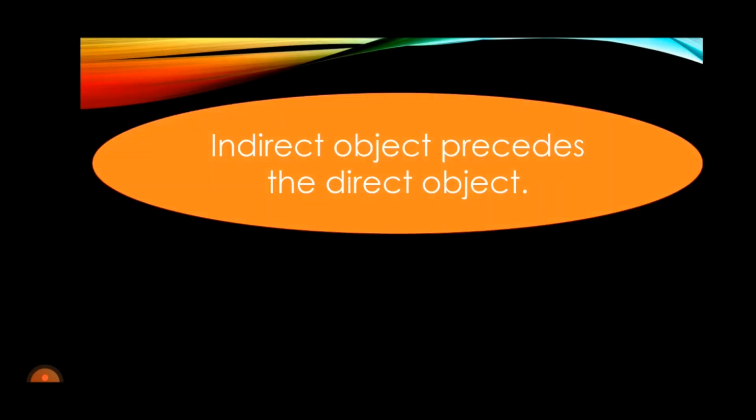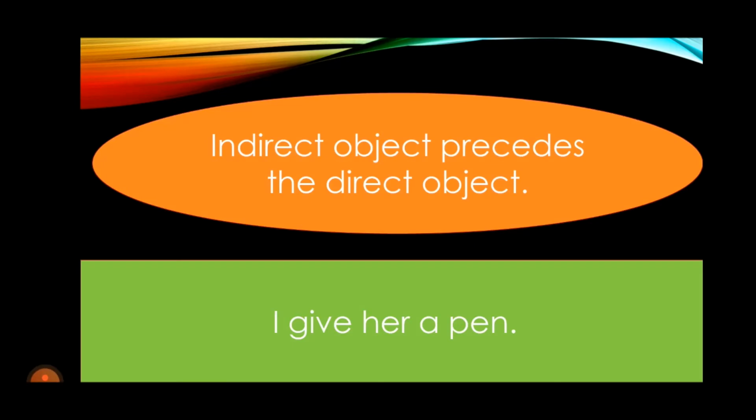Now the indirect object precedes the direct object. See here, I give her a pen. I give a pen. The direct object is a pen, and I include the indirect object before the direct object. Her is the indirect object here.